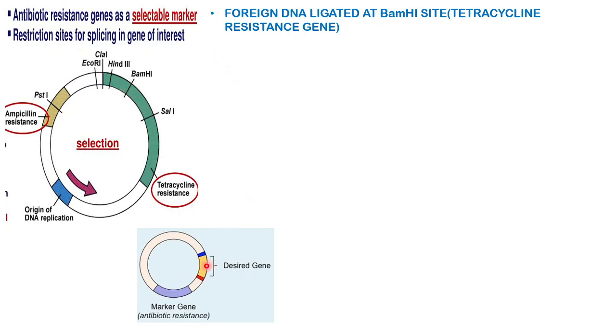Now we will add our new DNA to that portion, which earlier contained the tetracycline resistance gene. So our desired gene is here. Here the foreign DNA is ligated at the BamHI site. So the BamHI site is the cloning site.